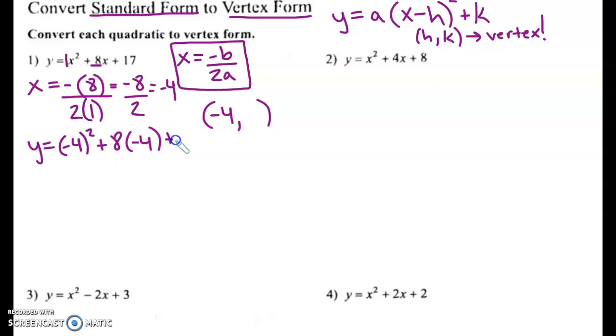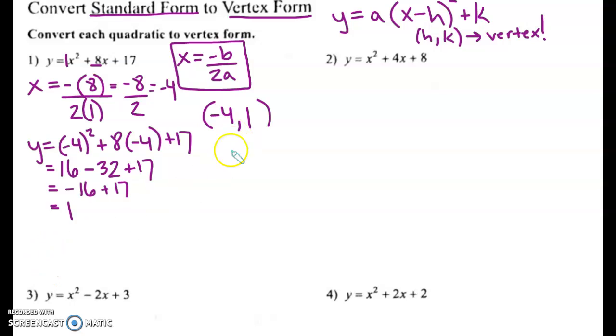Negative 4 plus 17. Okay. So I get negative 4 squared. Notice the negative is in parentheses. So negative 4 times a negative 4 is a positive 16. 8 times negative 4 is a negative 32. And then I got a plus 17 in the back. Okay, so 16 minus 32 is a negative 16, and then negative 16 plus 17 is a positive 1. So it looks like my y value is 1.